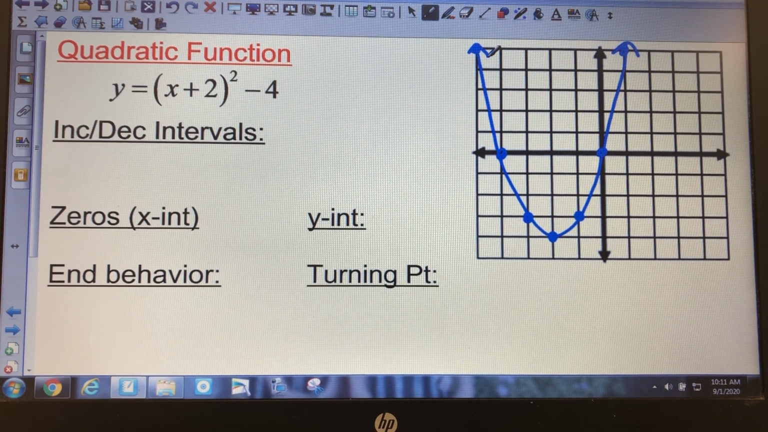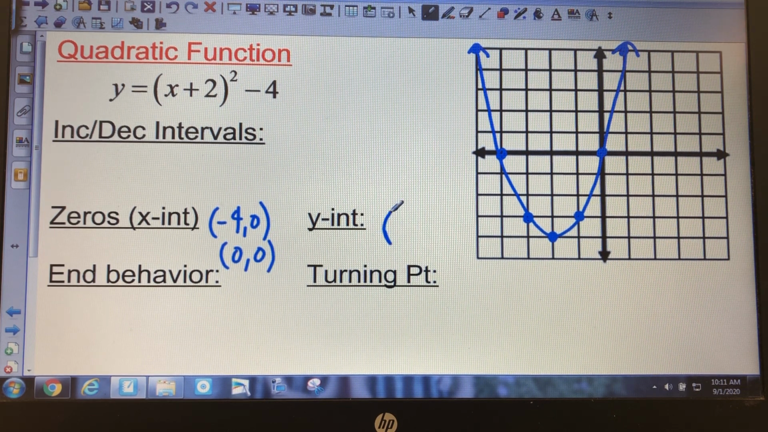The x-intercept, which again is your zeros of the function, we actually have 2 here. We have -4, 0, and 0, 0. Okay, so we have 2 x-intercepts. The y-intercept, 0, 0.